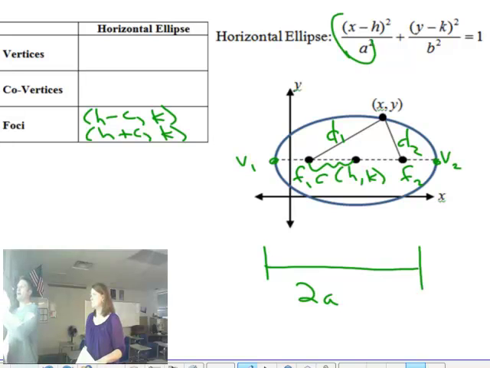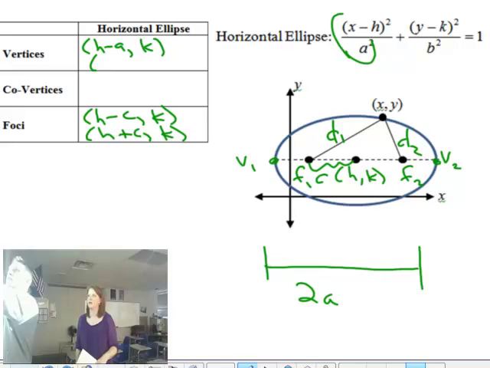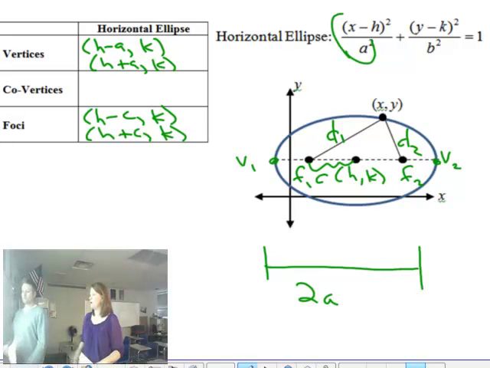And again, we can relate those using a and the center to come up with our vertices. So how about h minus a, k, and then h plus a, k. And again, the k's are staying the same. Perfect. So now we're ready for the weird ones that go the other direction.